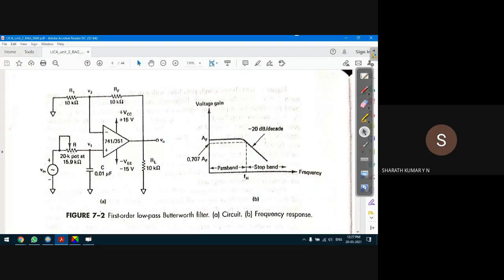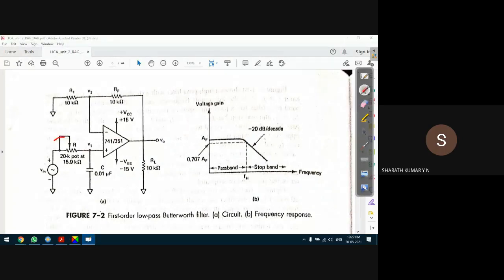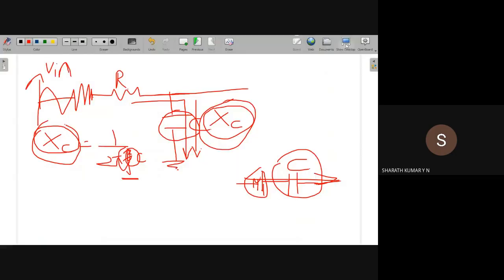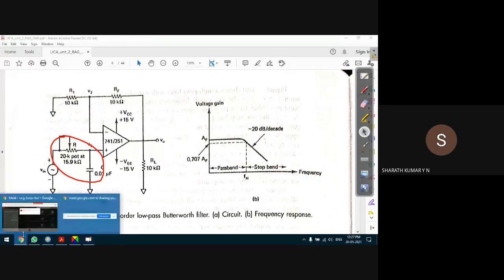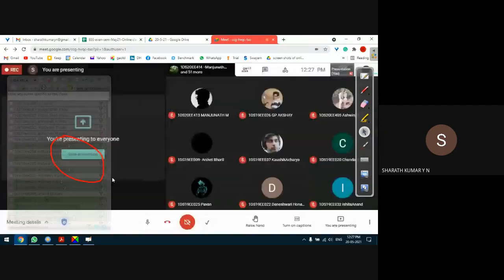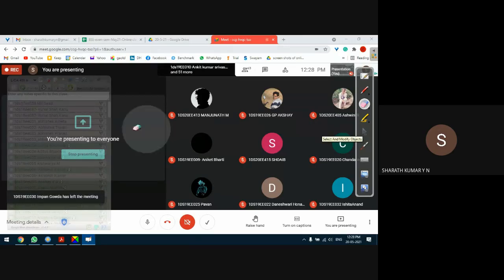Okay, so the RC combination acts as a passive element. The op amp represents an active element, which is used as an amplifier in this case, to amplify the signal. So it is used as an amplifier.